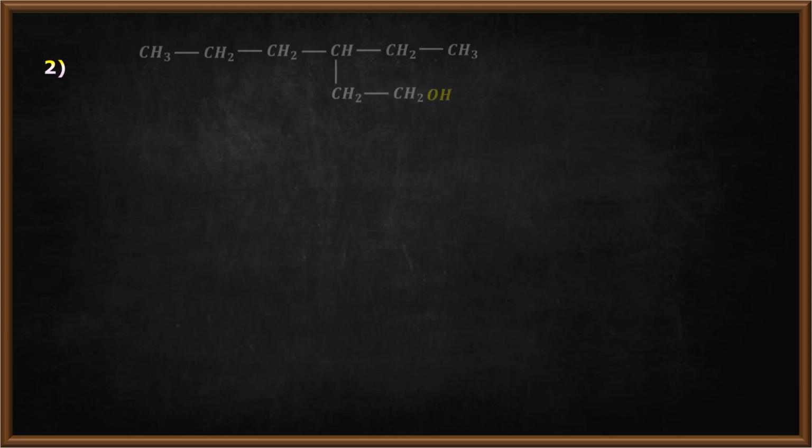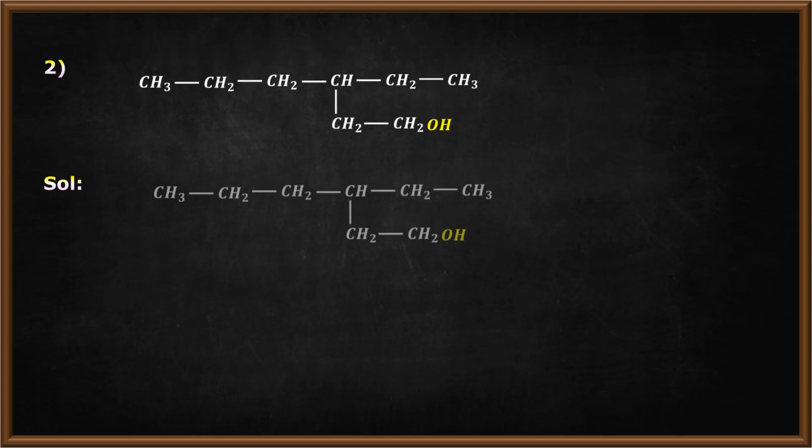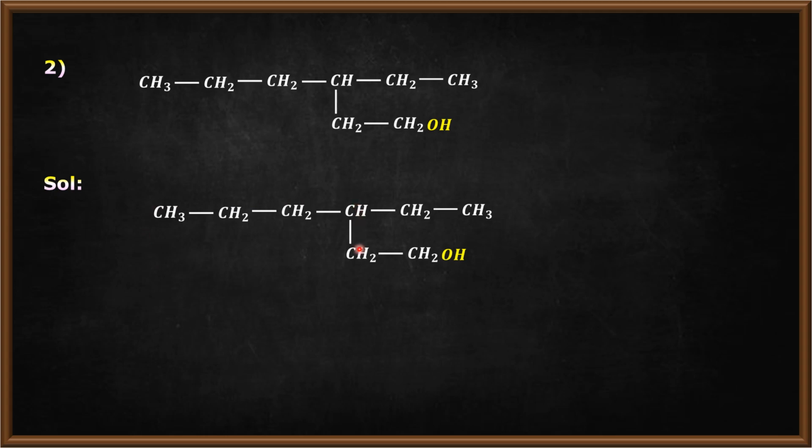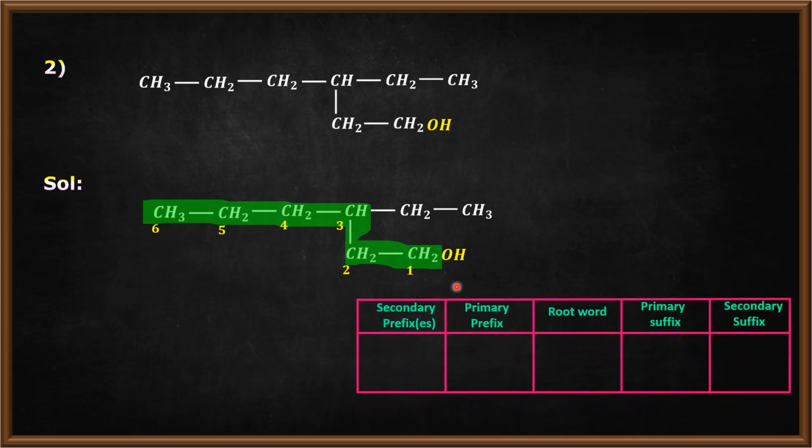Next, problem number 2. Solution. First we have to select this one as the longest chain of carbon atoms. This is the parent chain which includes the functional group. And obviously numbering should be done from right to left because the carbon atom attached to the functional group should get the lowest possible number. So for that reason I am giving numbering from right to left. In this parent chain, 6 carbon atoms are there.